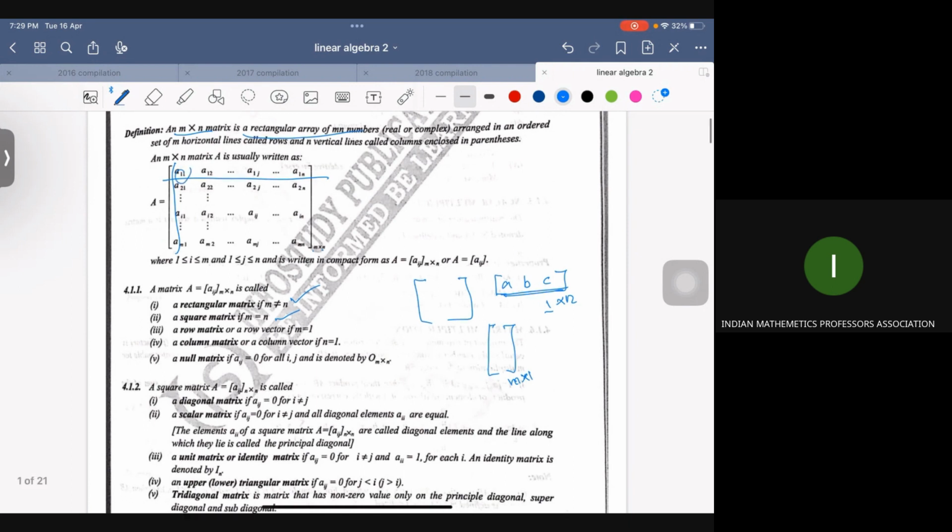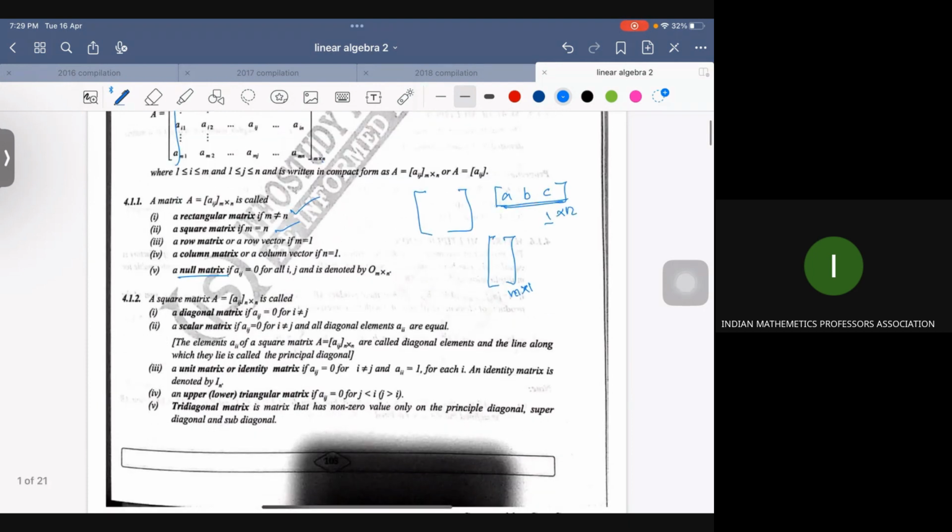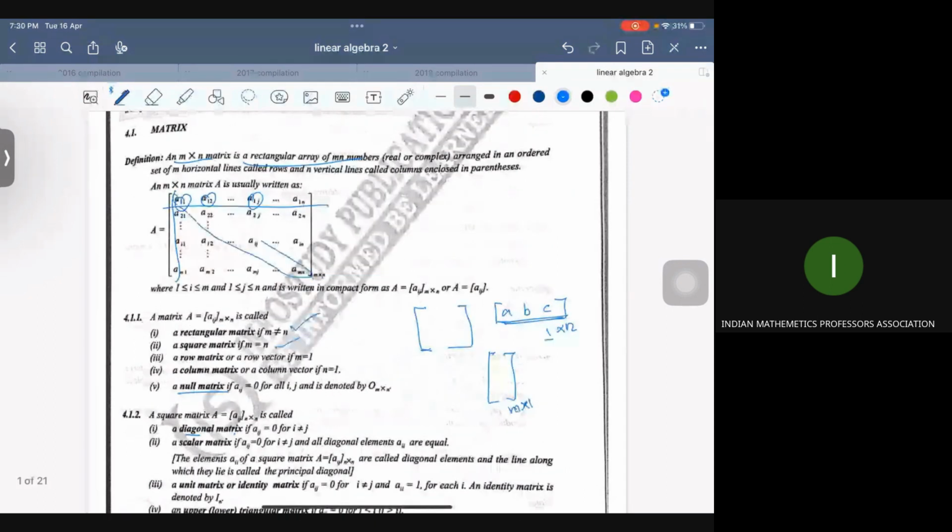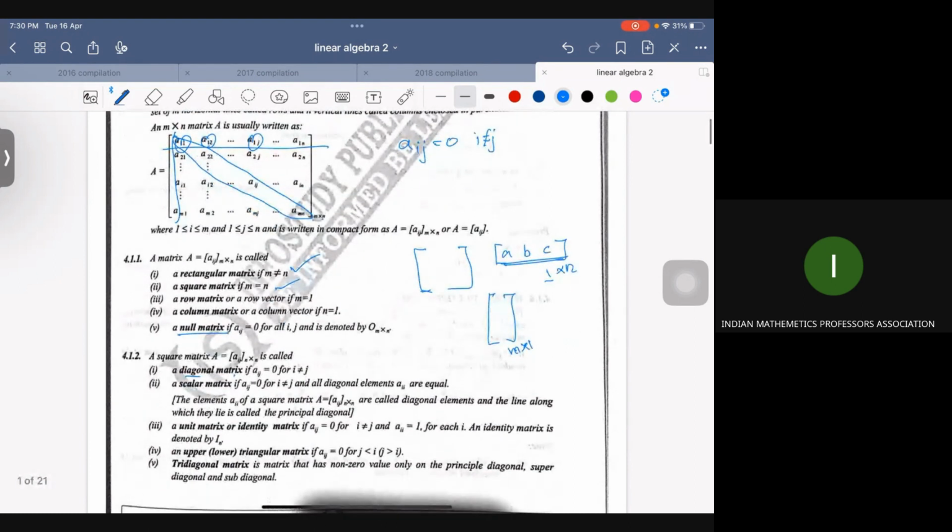If all the entries of the matrix are 0, then we can say it is a null matrix. Next, a square matrix is said to be a diagonal matrix if all the elements except the diagonal elements, that is a_ij where i not equal to j, are 0. That is, for i not equal to j all the entries are 0. For example, 2, 3, 5 on the diagonal and 0 elsewhere. This is an example of a diagonal matrix where we have only diagonal elements.